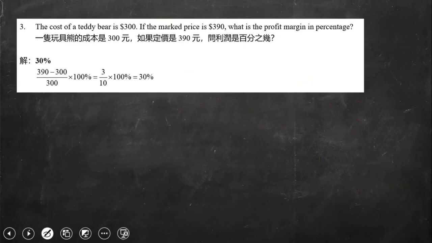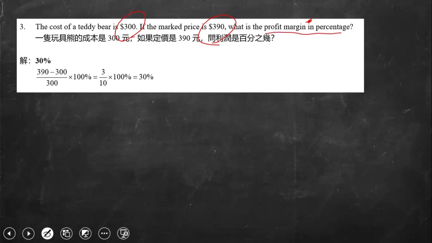So the cost of a teddy bear is $300. If the mark price is $390, what is the profit margin in percentage? So here's the solution. What's the profit margin? It's how much money you gained from selling it. Because you bought it for $300, and if you sell it at a higher value, then you'll get a profit. So that's going to be the profit margin, and we have to get the profit in percentage.